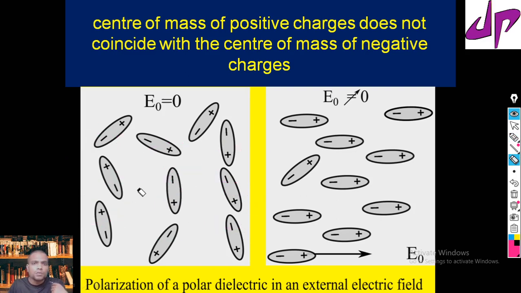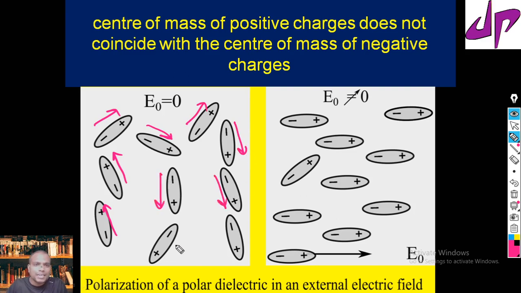Okay, now that is the alignment of the polar molecules, or the polar dielectrics, in the absence of the electric field. If you take this case, what is the total dipole moment? The dipole moment we always represent from the negative charge to the positive charge. So in this case in this direction, in this case in this direction. The dipole moment is always from the negative to positive charge.